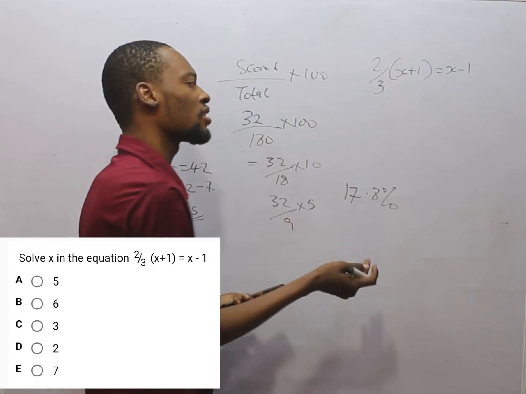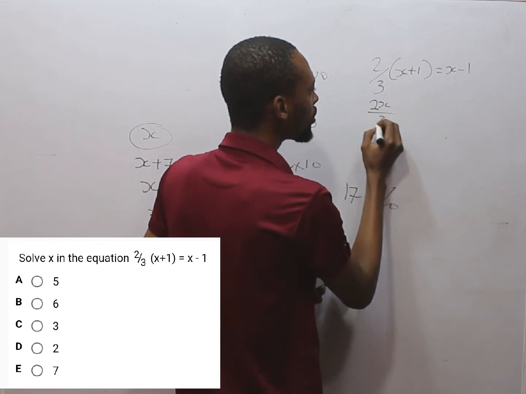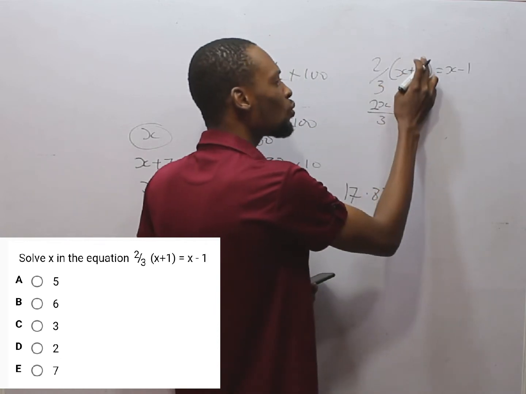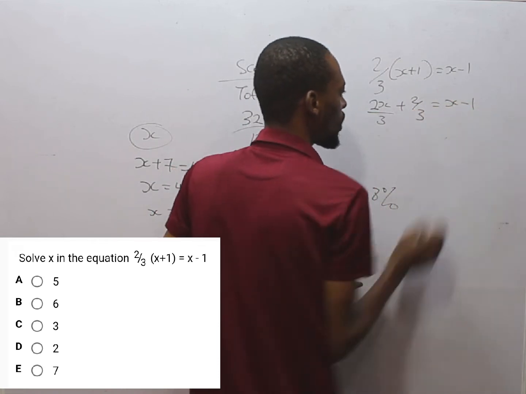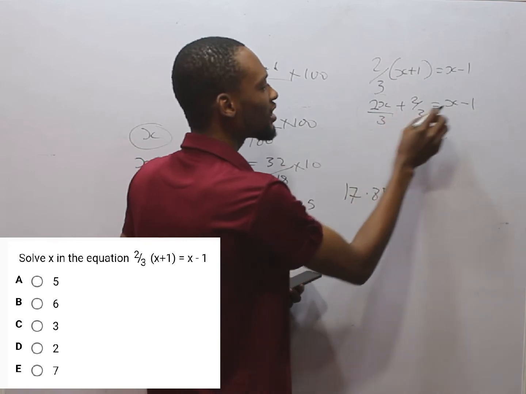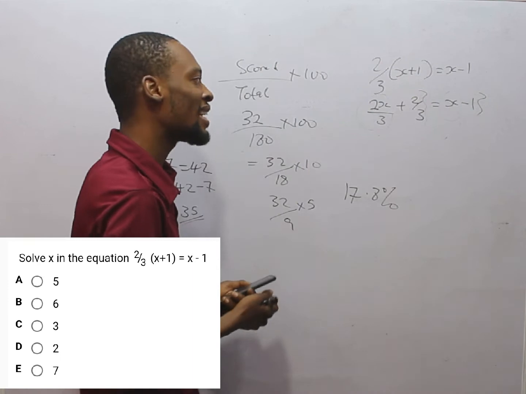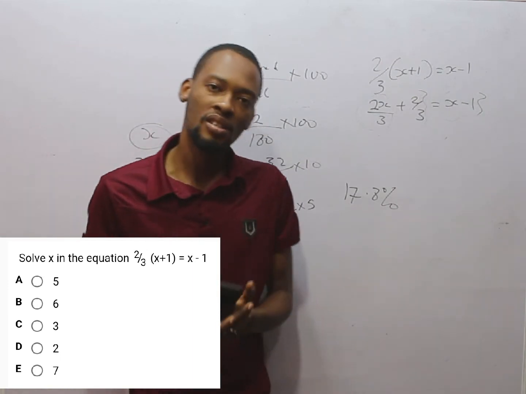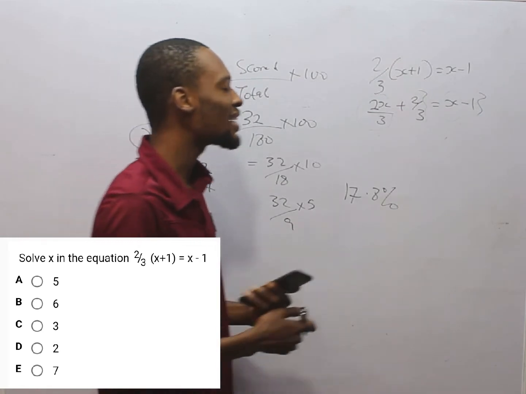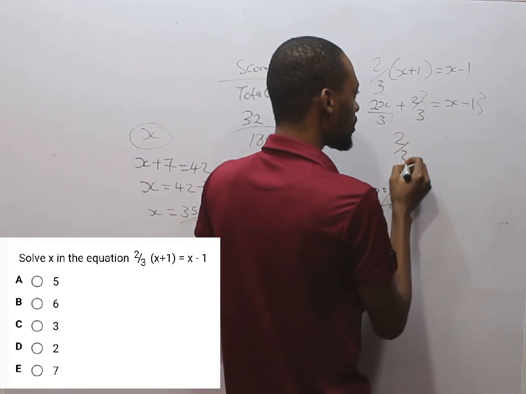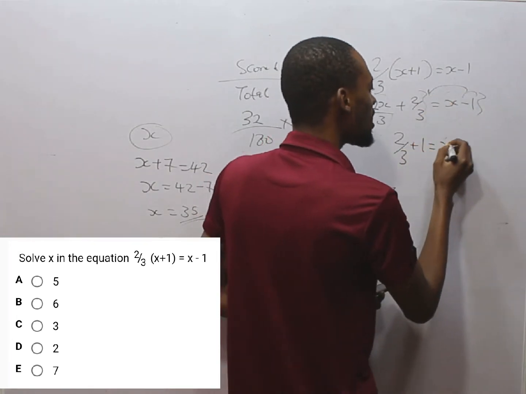Let's open up the bracket. 2 over 3 times S is simply 2S over 3, plus 2 over 3 times 1 is 2 over 3. This equals S minus 1. Here there is S, here there is S, here no S, here no S. So let us collect like terms. The one with S on one side, the one without S on the other side. Doing that, let's keep this here, 2 over 3. Let's bring this minus 1 here to have plus 1 equals S.